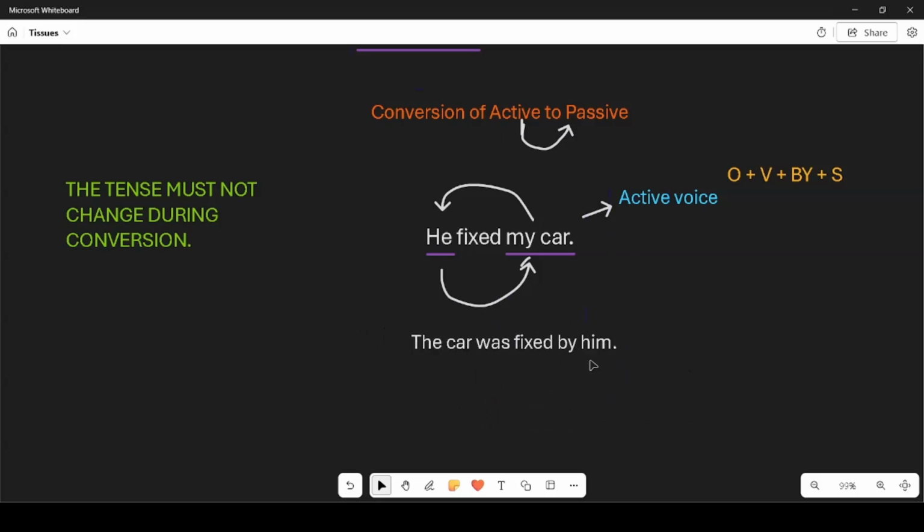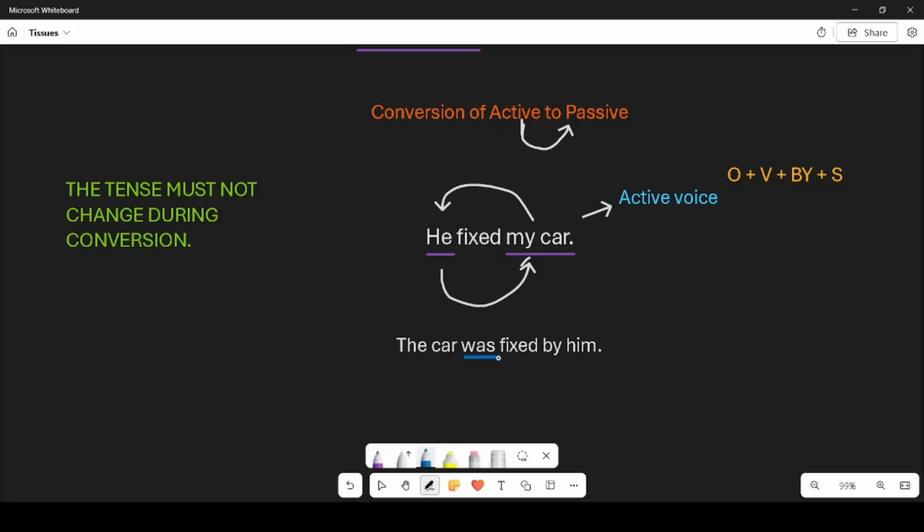Now, as you can see, we have added an extra verb, was. Well, this verb has been added to maintain the tense of the sentence. The sentence is in simple past, and this sentence is also in simple past. We don't want the tense to change at all. This is a very, very important rule in active and passive voice.